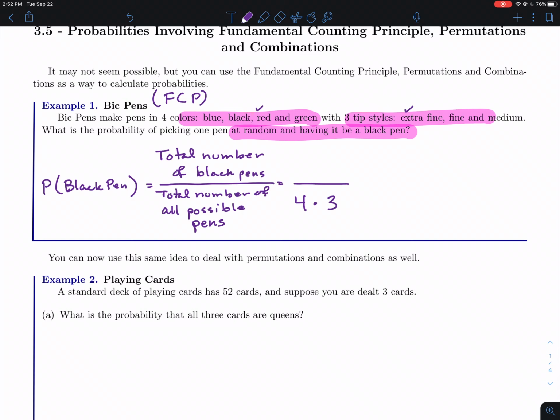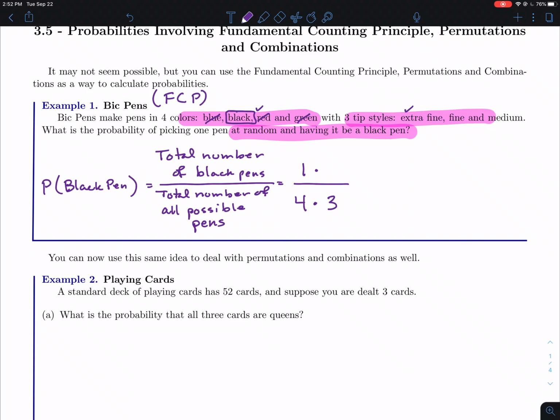Now for the top, since I only want the black pen, that means I want to eliminate blue, red, and green as possible pen colors. So the only possible choice I'm going to get is black. So in this first number, instead of getting a 4, I'm just going to get a 1, because I'm restricting it so that black is the only possible color that I get.